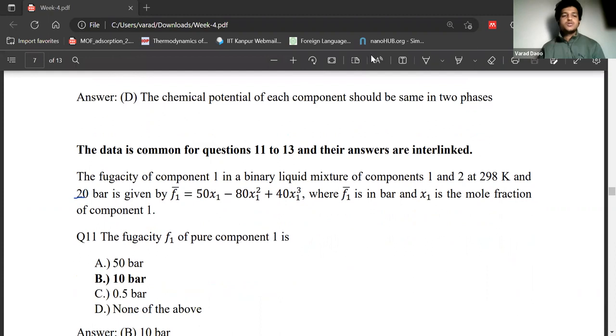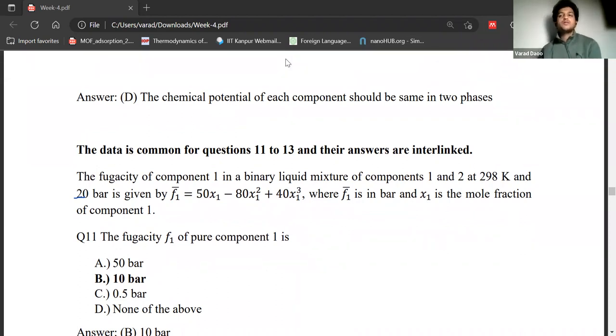So I hope the question is clear to everyone. I'll give you a couple of minutes to understand and solve the problem. I hope the question is clear to everyone. If the question is not clear, you can ask.